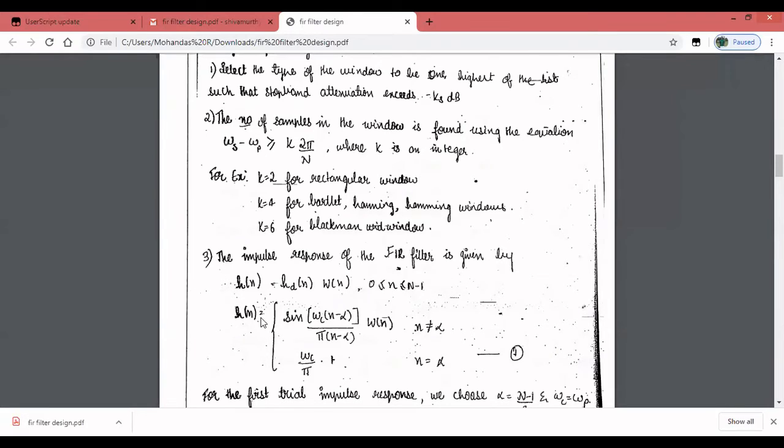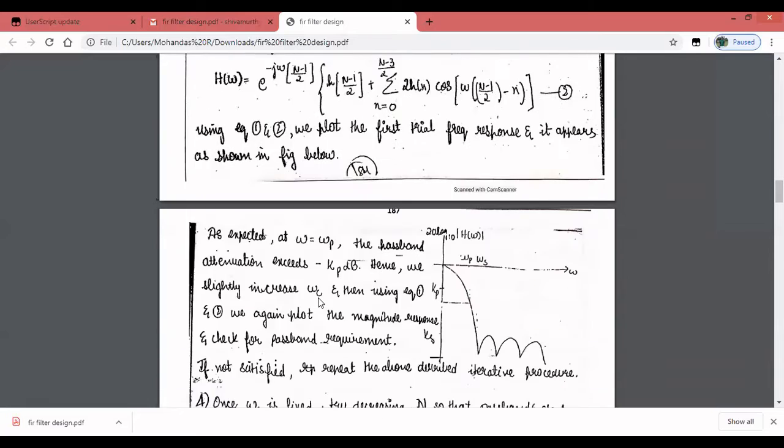Okay, h d of n into w of n, and we know what is h d of n here. h d of n is given by sine of omega c into n minus alpha divided by pi into n minus alpha, into w of n for n is not equal to alpha, and for n is equal to alpha it is omega c by pi. Okay, that is omega c by pi, which we have seen in the derivation earlier. Okay, so I have to find out the impulse response of the FIR filter.